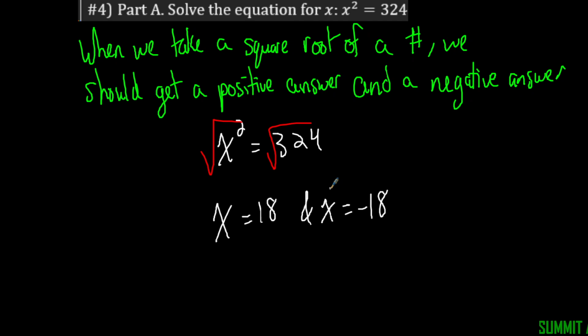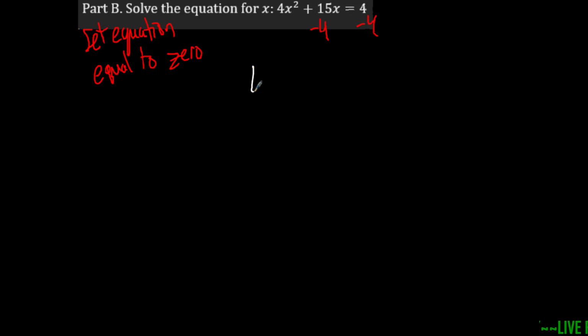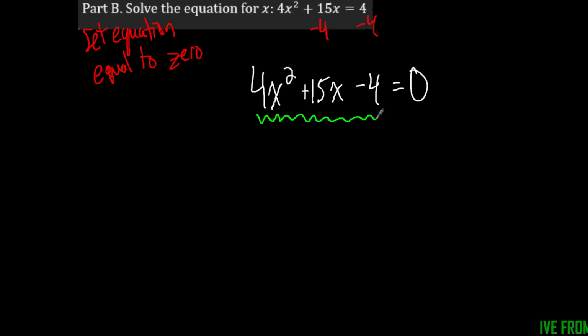All right. Moving on. Same kind of stuff as the front side. I need to set the equation equal to 0. So my first step is, since I have equals positive 4, I have to subtract 4 from both sides. So I subtract 4 from both sides. I say 4x squared plus 15x minus 4 equals 0. And then this one's really easy because all we have to do is just graph out this right side. So let me underline that and say graph out.